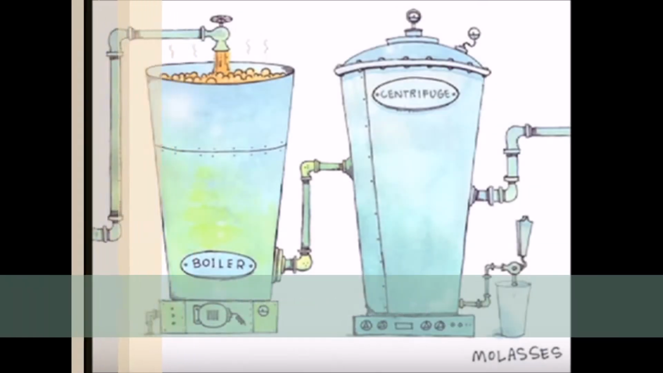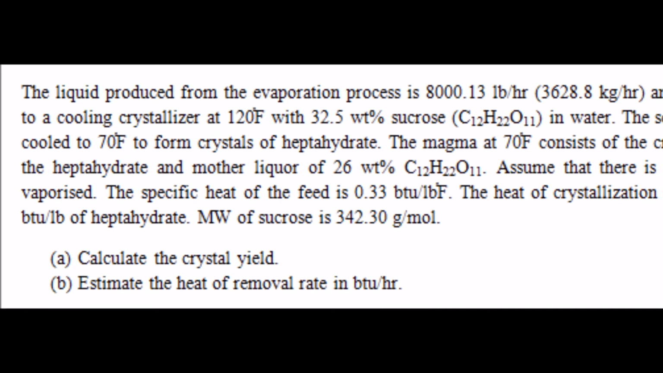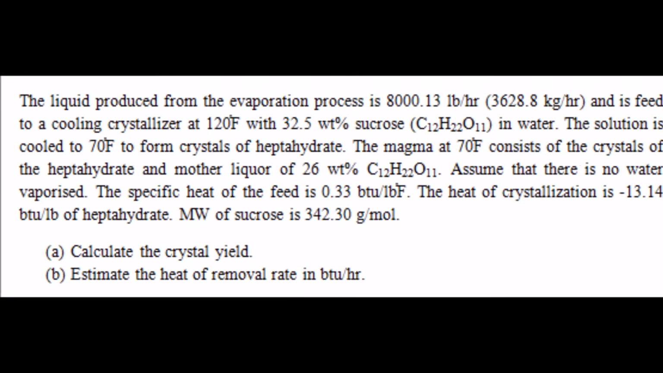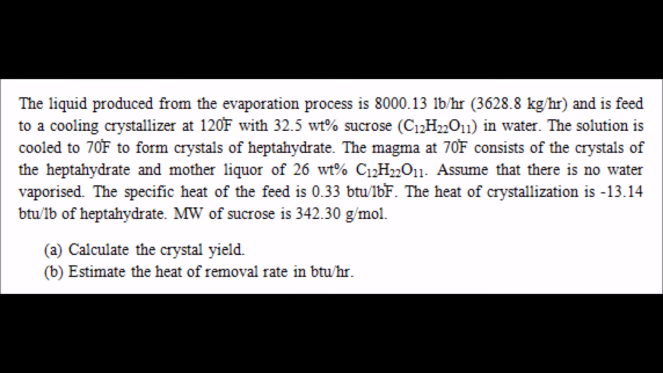Crystallization process. The liquid produced from the evaporation process is 8,000.13 pounds per hour and is fed to a cooling crystallizer at 120 degrees Fahrenheit with 32.5 weight % of sucrose and water. The solution is cooled to 70 degrees Fahrenheit to form crystals of heptahydrate.